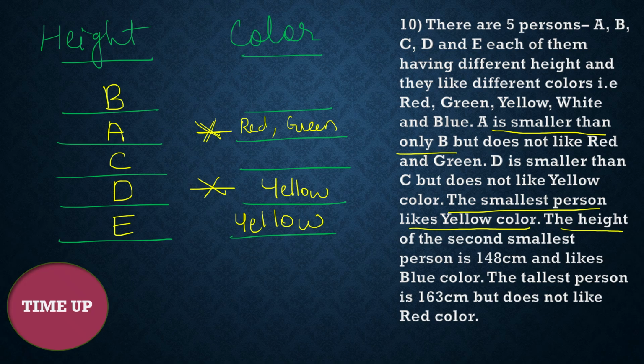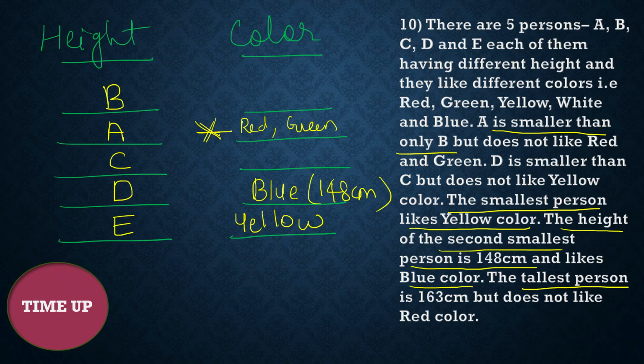Next, the height of the second smallest person is 148 centimeter and likes blue color. E is the smallest person, so the second smallest person will be D. It likes blue color, so here blue will come and it has 148 centimeter. So D is 148 centimeter in height and likes blue color.